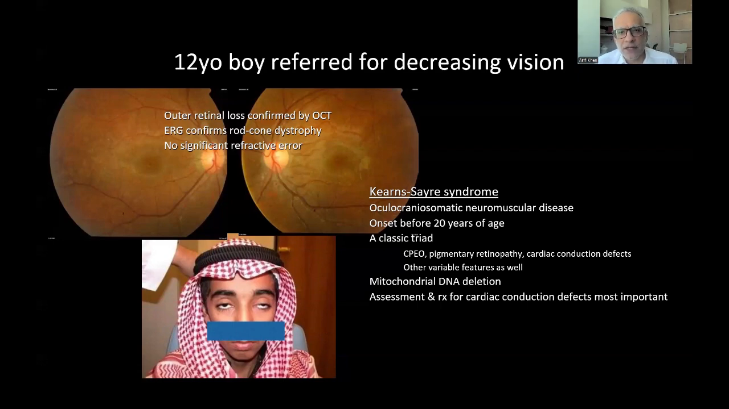These children, or children and young adults, are at risk for heart block and have to be seen by a cardiologist immediately. So again, don't just look at the eye, don't just look at the retina. Look at everything, think about these things. Always worry about the possibility of a systemic disease in children.